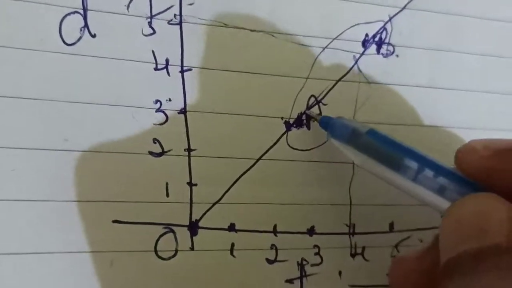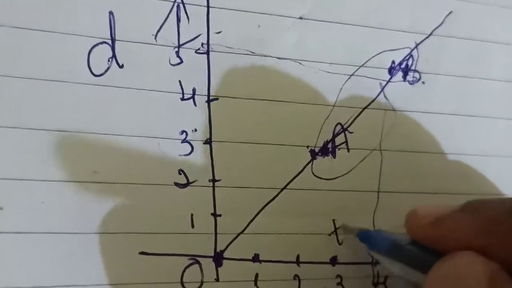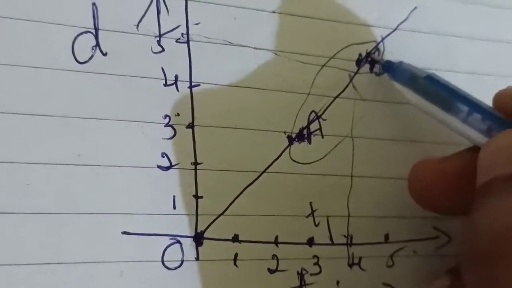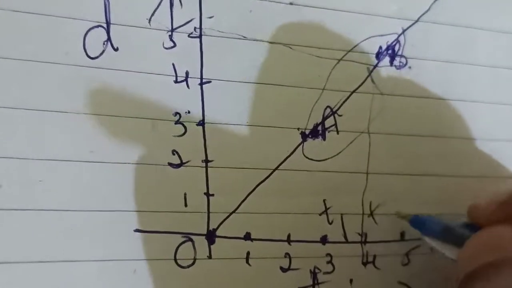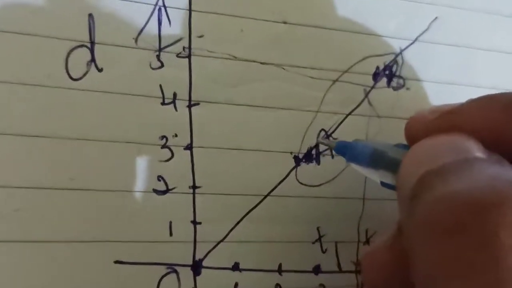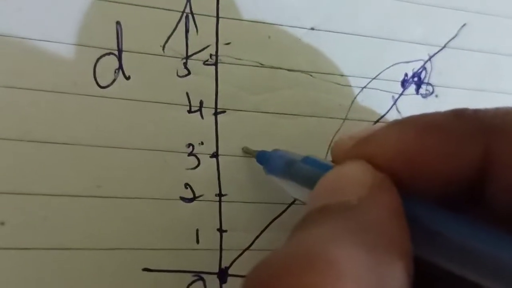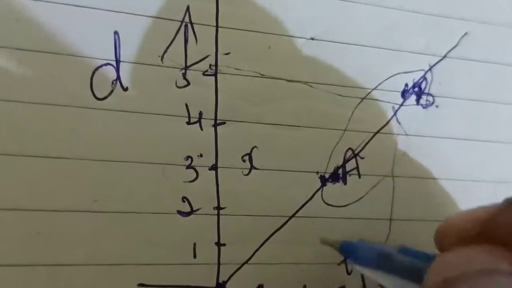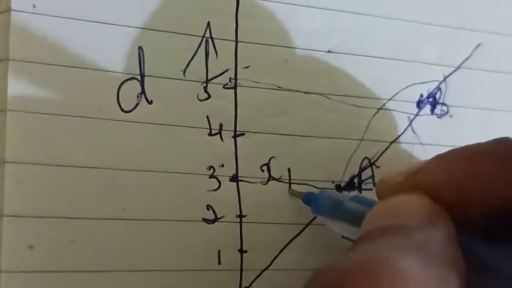If you consider A, this is T1, and it reaches B. So if you consider, this is T2. Now the same with distance. Let's consider this is x1 and this distance is x2.